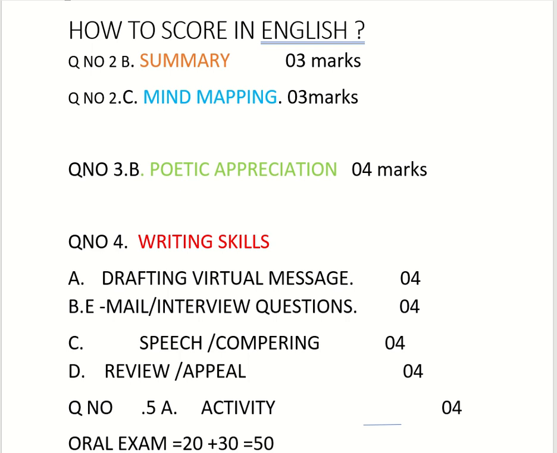In question number 2b, summary is there. Friends, summary is for 3 marks, and writing a summary is the very easiest task. How to write a summary? Read the unseen passage that is given in question number 2a, and write down only the main points in your own words. And friends, don't forget to write a title for the summary.